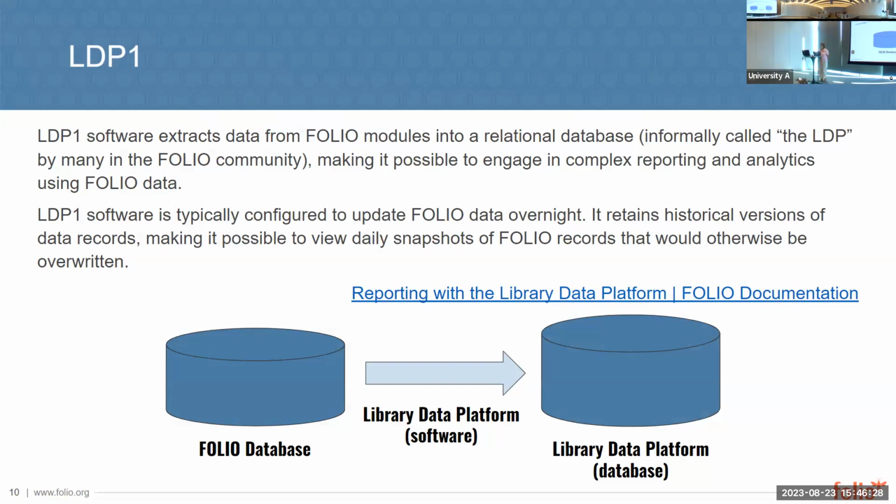You typically configure your LDP, if you have one, to update the FOLIO data overnight. Ours does a data transfer overnight, and I'm coming from Cornell. It takes anywhere between 10 and 13 hours to run the data transfer. If you have this option turned on, it will retain the historical versions of your data records so that you can view daily snapshots of FOLIO records if you want.